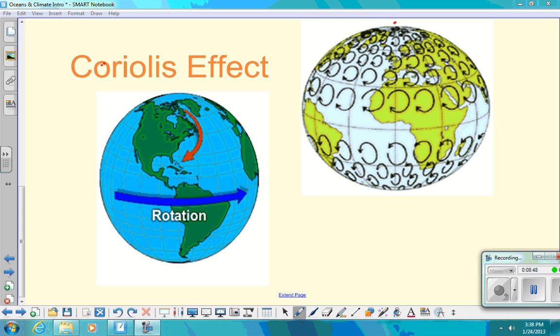Because of the Coriolis effect, air and ocean currents are moving in these curved directions. So if you look at this picture here, you'll notice none of this wind is moving in a straight line because the Earth is spinning. Air cannot move in a straight line. And that is due to the Coriolis effect.